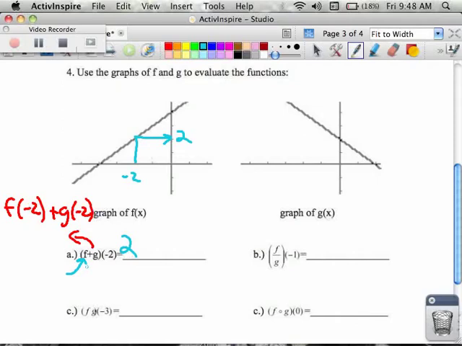And then I want g of negative 2. So I go over to the g graph. Here's the g graph. Here's negative 2. I go up, and then find the y value, and I think it's 4. It looks like 4 to me. Does it look like 1, 2, 3? Yeah, I'm going to say it's 4 exactly. And then, of course, I would simplify and say that the total is 6.